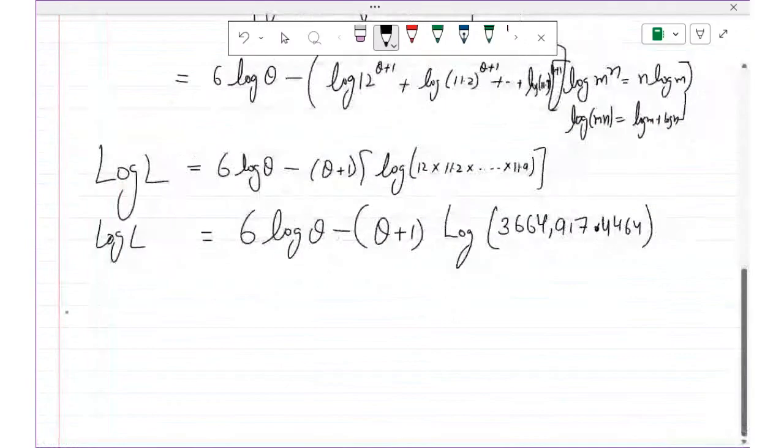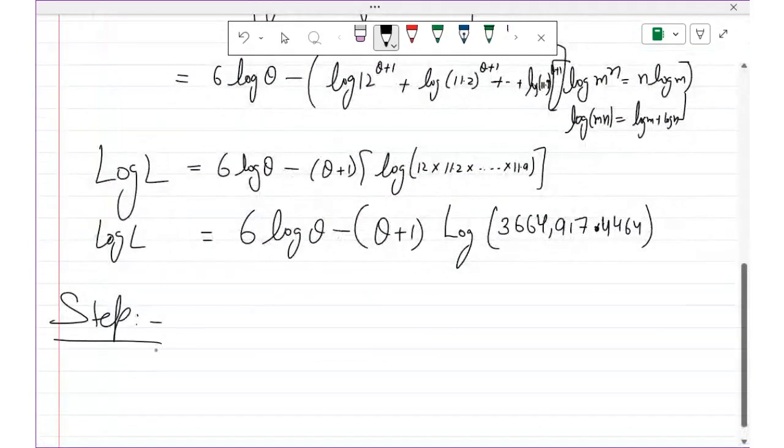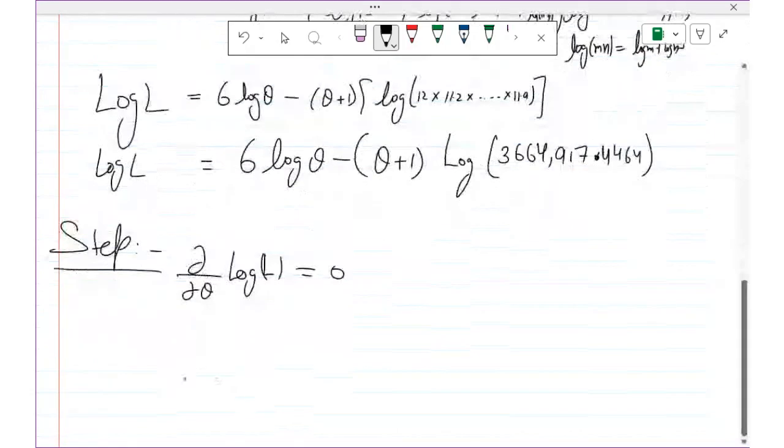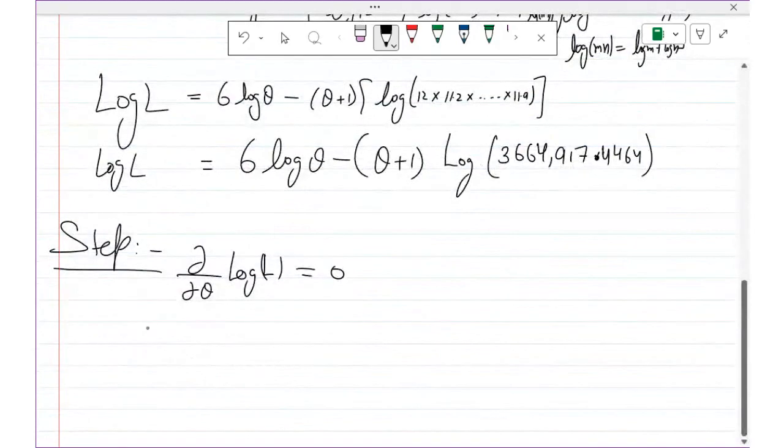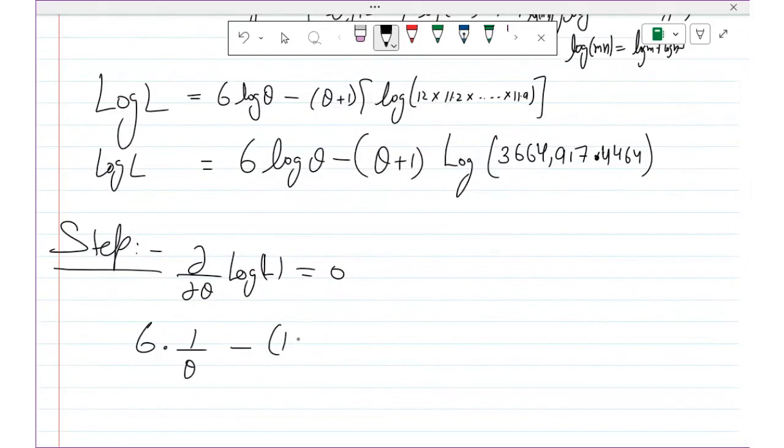Step 3. To find the maximum value of this, we will take the derivative of this with respect to the parameter. The parameter here is theta, and we'll keep this derivative equal to 0. So now what is the derivative of this? 6 is constant, 6 as it is. Derivative of log theta is 1 upon theta, minus the derivative of theta with respect to theta, which is 1. Derivative of 1 with respect to theta is 0. So we'll get only 1, and 1 into the log of this number, 3664917.44.